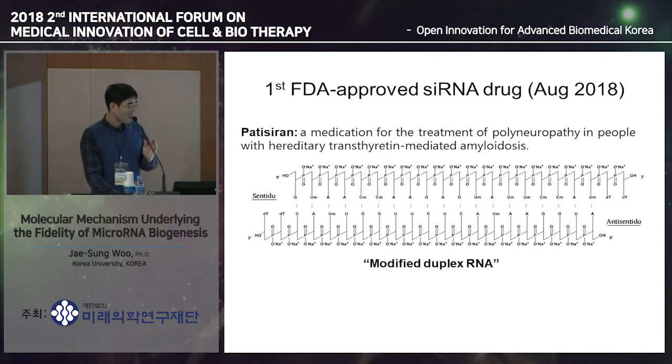So a few months ago, the first siRNA drug was approved by the FDA. It is called Patisiran. As you can see, this is a 21 nucleotide modified duplex RNA.